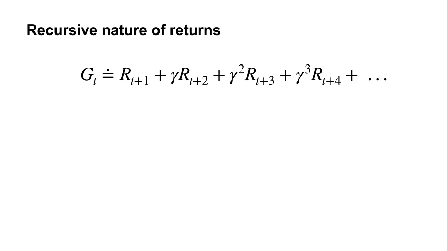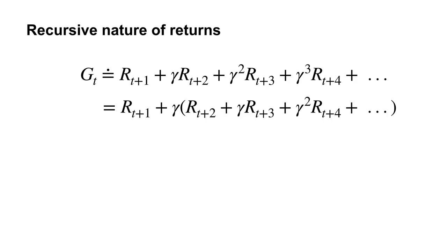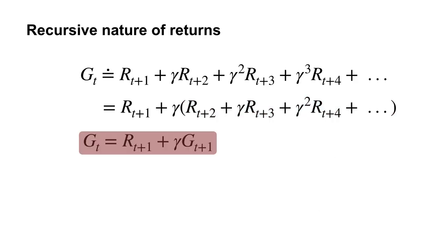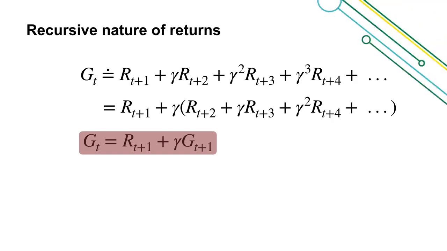Finally, let's discuss a simple but important property of the return. It can be written recursively. Let's factor out gamma, starting from the second term in our sum. Amazingly, the sequence in parentheses is the return on the next time step. So we can just replace it with Gt plus 1. Now we have a recursive equation with Gt on the left and Gt plus 1 on the right. This simple equation is more powerful than it seems. In future videos, we'll exploit this equation to design learning algorithms.